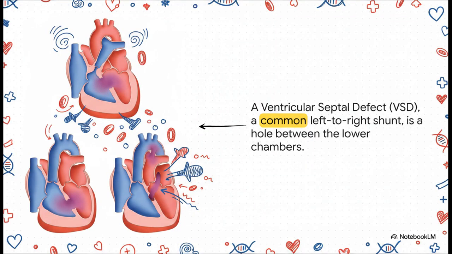Let's take a look at a classic left-to-right shunt. This is a ventricular septal defect, or a VSD. It's actually the most common congenital heart defect. It's pretty simple, really. It's just a hole in the wall between the heart's two lower chambers.